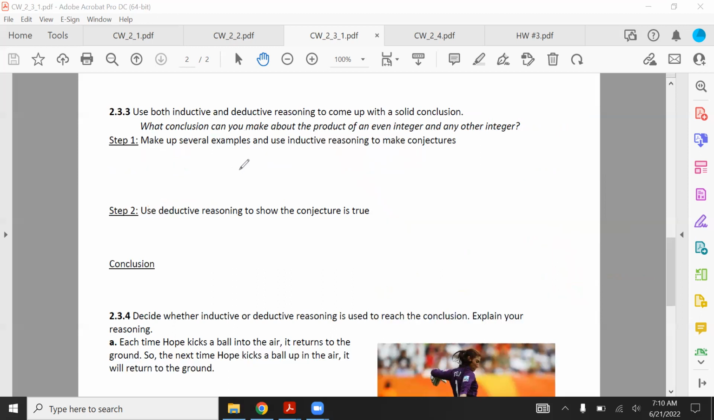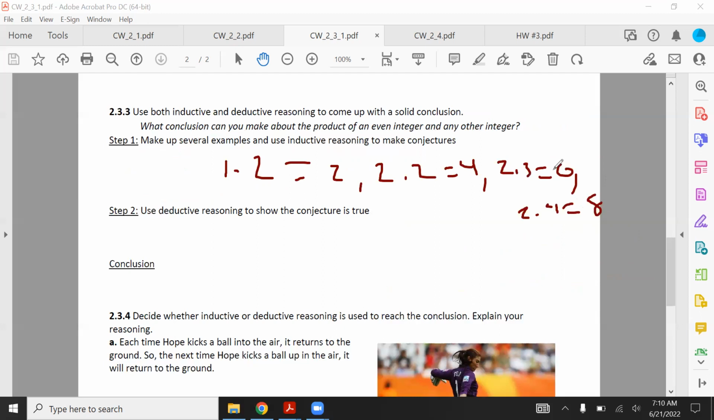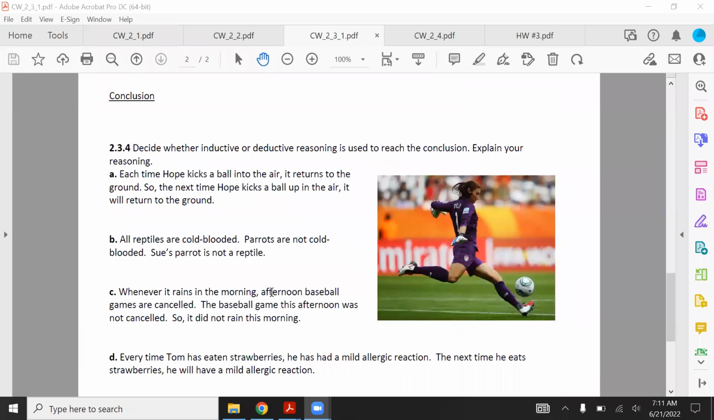But the bottom line is this, we know that 1 times 2 is 2, 2 times 2 is 4, 2 times 3 is 6, 2 times 4 is 8. It's always even. And that's really more using deductive reasoning because we're doing a lot of different examples, and that's what we're noticing. So just use your common sense, really. Don't worry so much about the labeling of deductive or inductive.